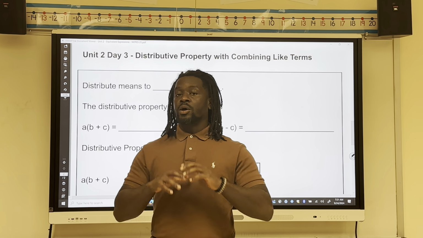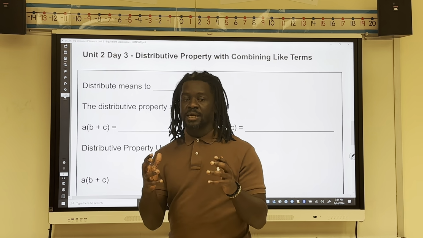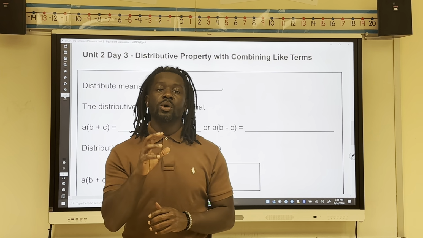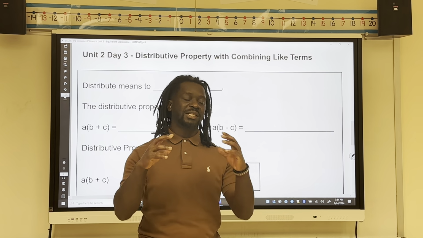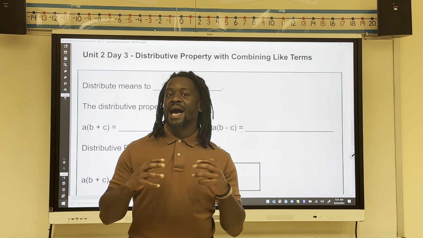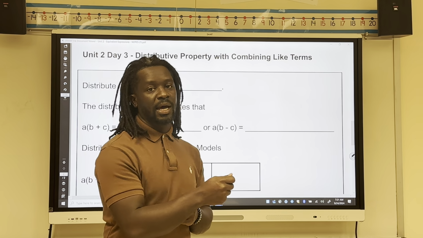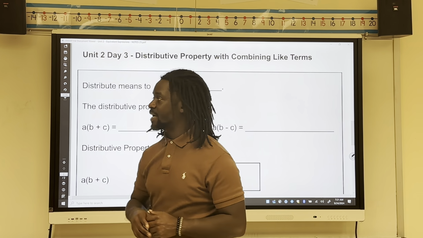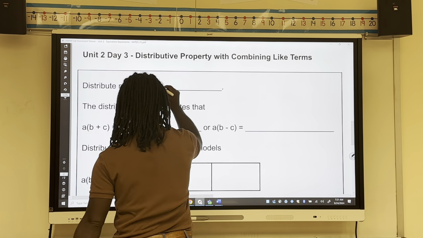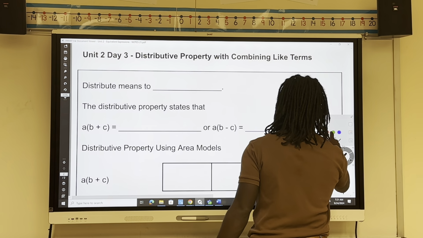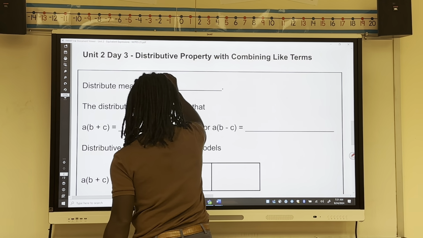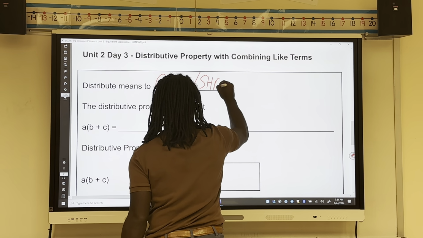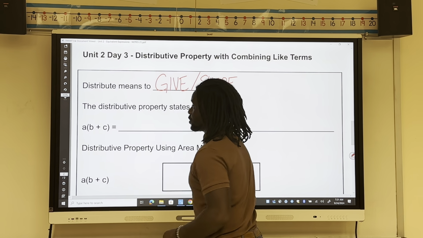And so let's do a really quick review of what the distributive property is. Well, the word distribute, if I was going to use that in a sentence and I said I distributed candy throughout the class, what I mean is I have given or I have shared, right? And so to distribute means to give or to share, okay? And that is what distribute means, okay?